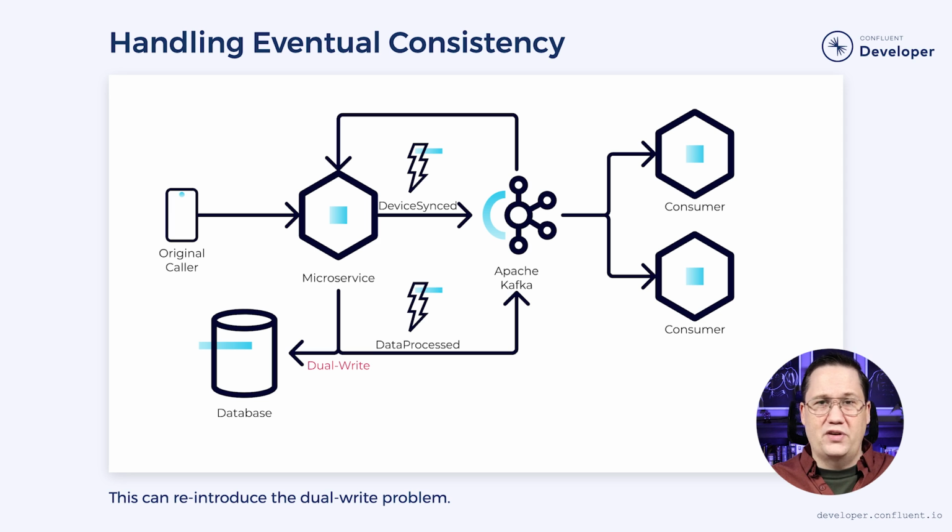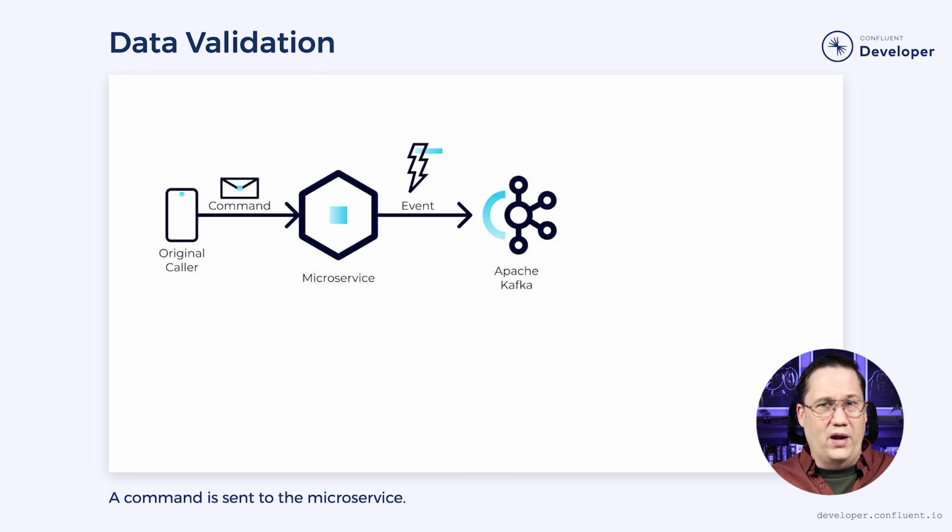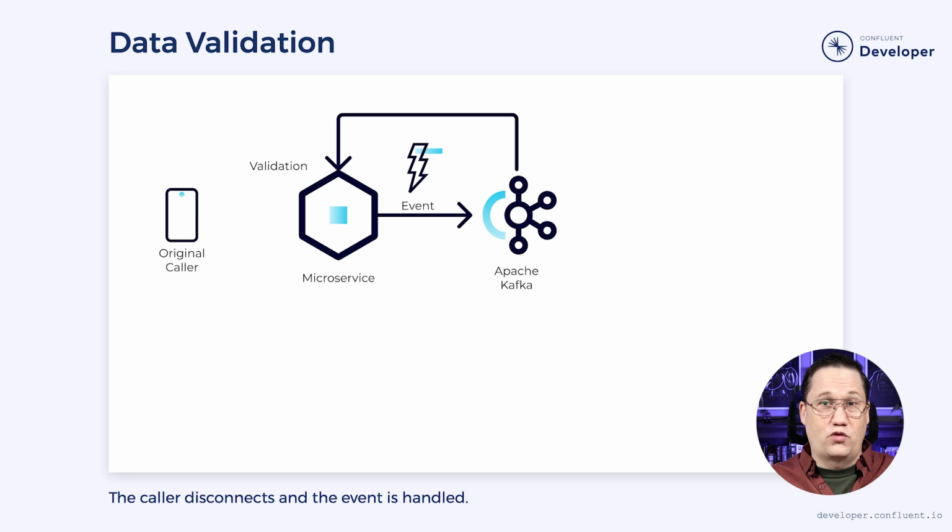If you find yourself encountering this problem, you might be better off considering something other than the listen to yourself pattern. And what if we encounter an error after the caller has been disconnected? For example, we may need to perform validation on the data contained in the event. If that validation fails, the caller has moved on and won't know about the failure. This can create additional inconsistencies in our system.